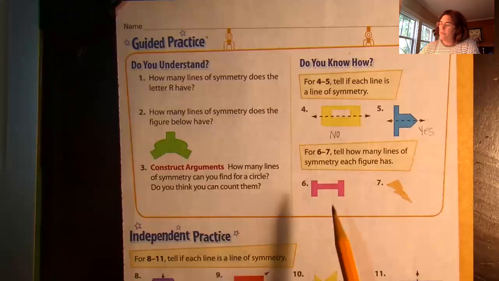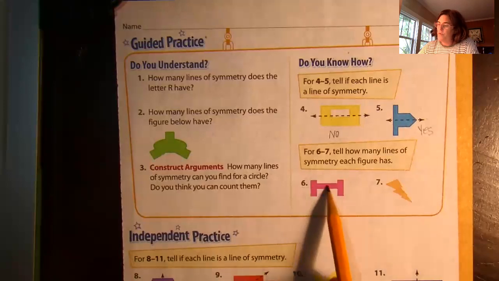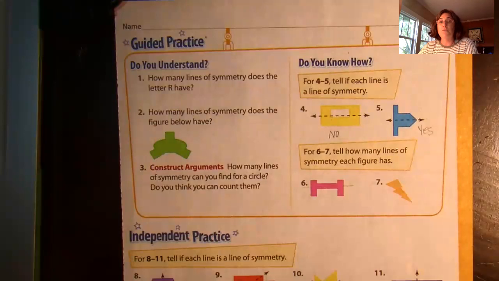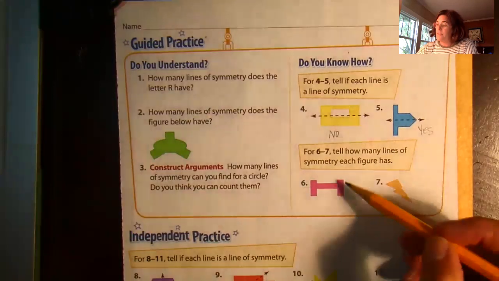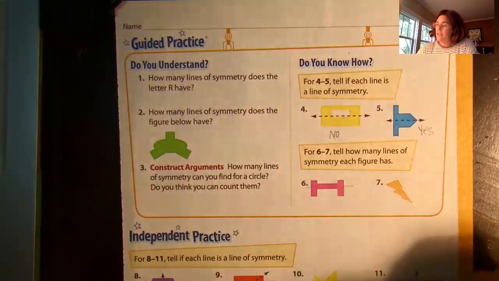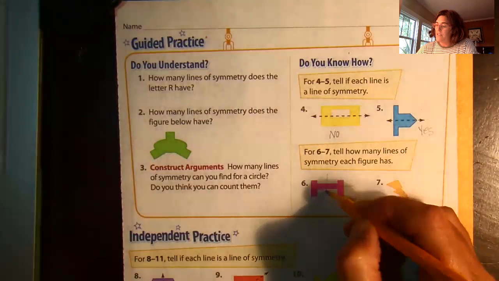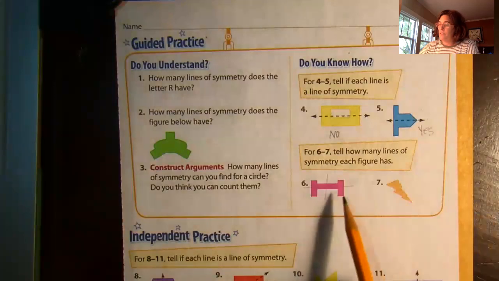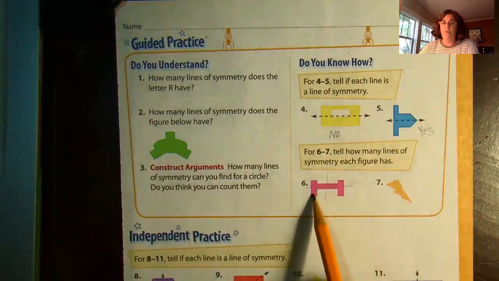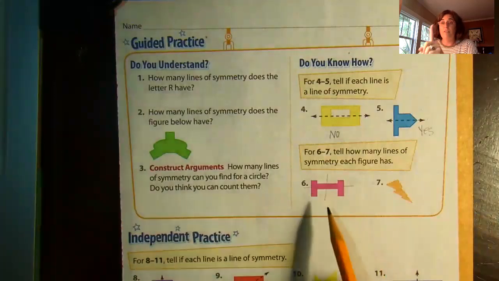All right, so let's look at number 6. If I drew a line through here, let's pretend that it's straight, would this side be the same as that side? No, it wouldn't, because these are shorter than that. If I drew a line down the center like that, vertically, would I have one side mirror the other? Yes, I would. So I know I have at least one.